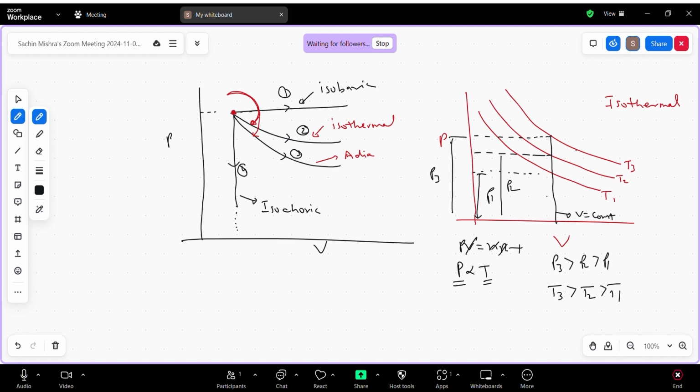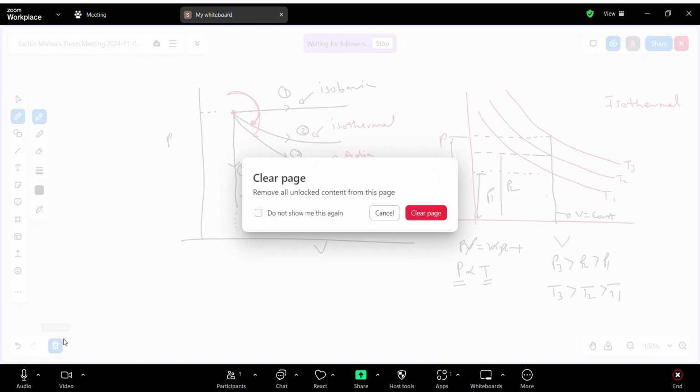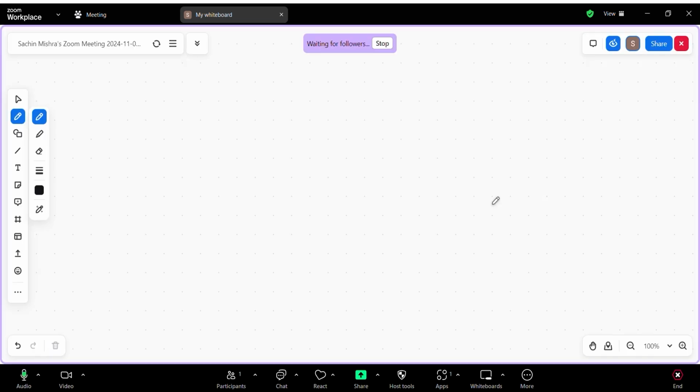Let's discuss types of thermodynamic processes on the basis of reversibility. We are going to mainly discuss reversible and irreversible processes. Up to this, everyone okay? Let's move to the next concept. The next concept is reversible and irreversible.